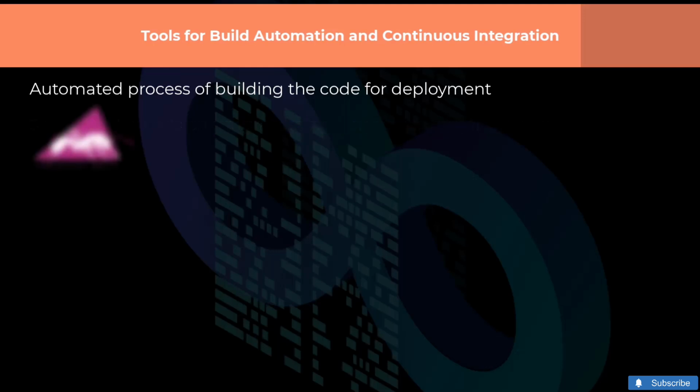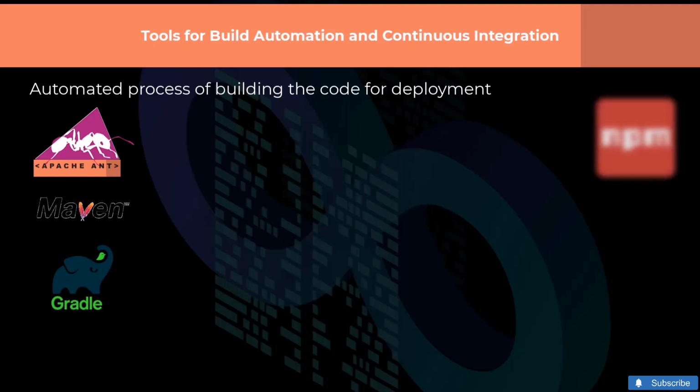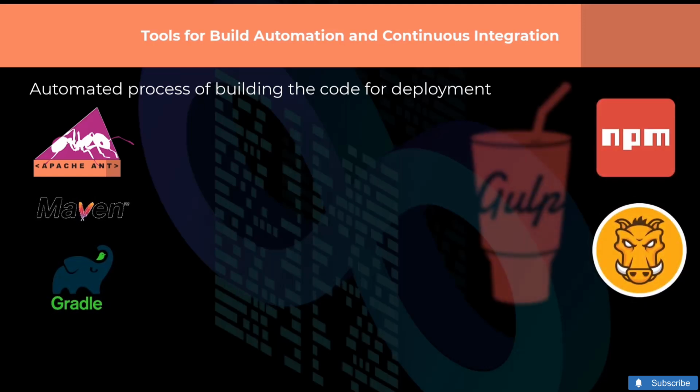For example, build automation for Java is Ant, which is a very old tool, and the tools that are most used today are Maven and Gradle. JavaScript has tools like npm, grunt, and gulp.